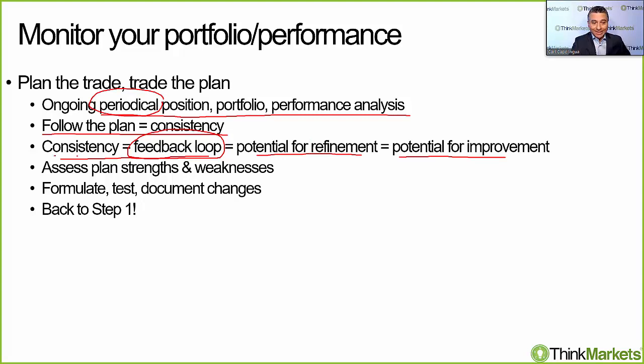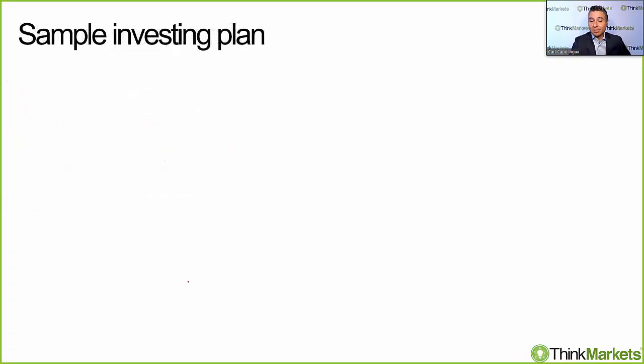Without the consistency, you can't get the feedback loop. Without the feedback loop, you won't know how to refine your strategy. Without knowing how to refine your strategy, there's no potential for improvement. So this is a very important part of the process. Assessing plan strengths and weaknesses, what went right, what went wrong, formulating changes, testing those changes, documenting those changes. And once we've done that, we simply go back to step one and do it all again. It's a dynamic process. It never changes.